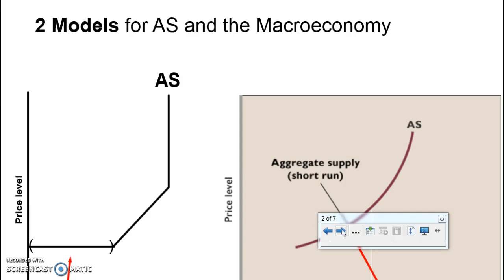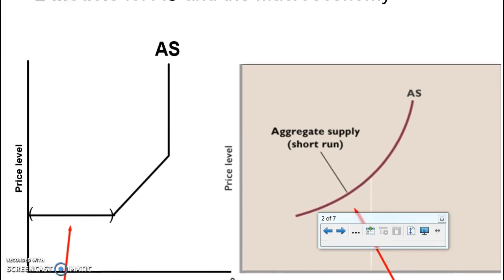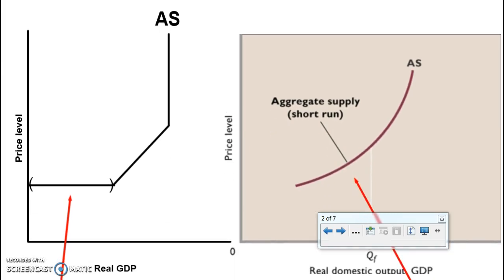Now let's look at the aggregate supply curve. There's actually two different models for looking at aggregate supply. There's the Keynesian model, and there's the neoclassical model. Either one shows that, and again, you're going to have the same axes.